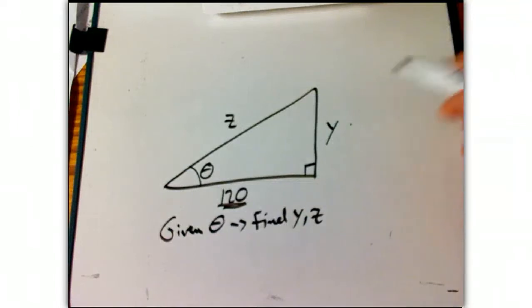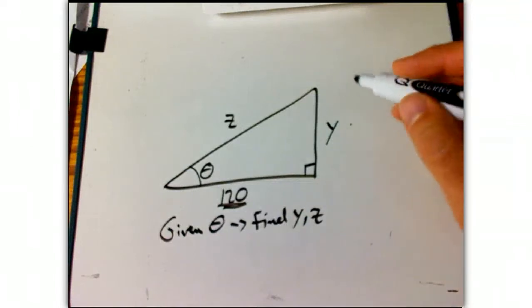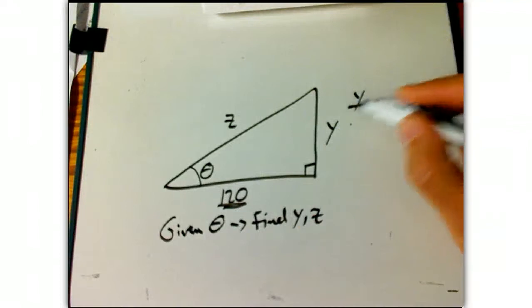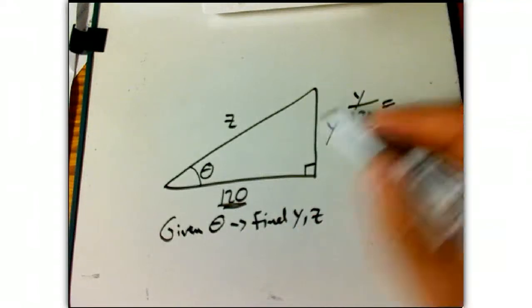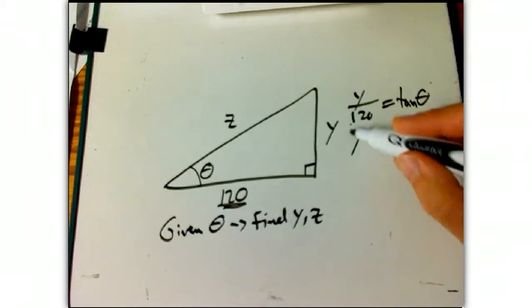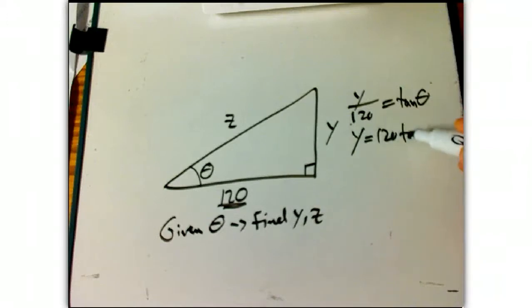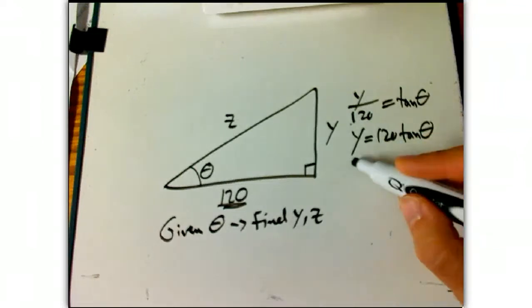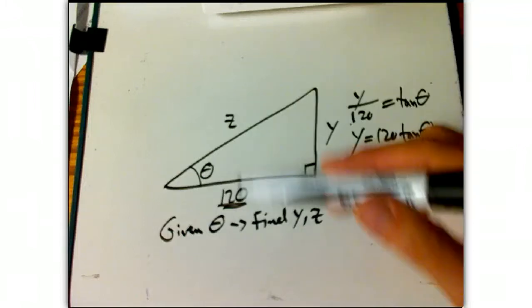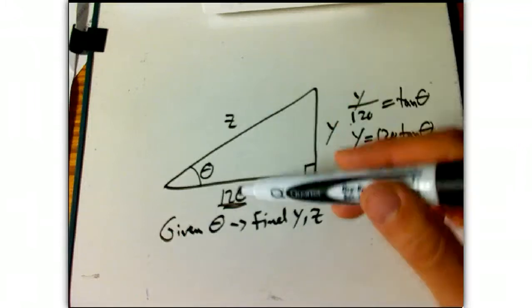That's not hard. We just look at what ratios. We always compare the known quantity to what we care about. In one case, it's y over 120. That's opposite over adjacent, and that's tan theta. Solving, we get y equals 120 tan theta. That's the kind of thing we usually get: the side we want is another side times a trig function of theta. And then z over 120, that is hypotenuse over adjacent.